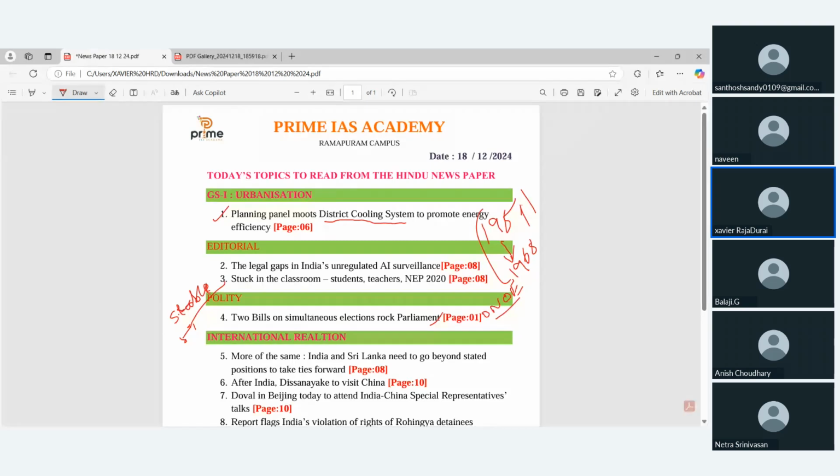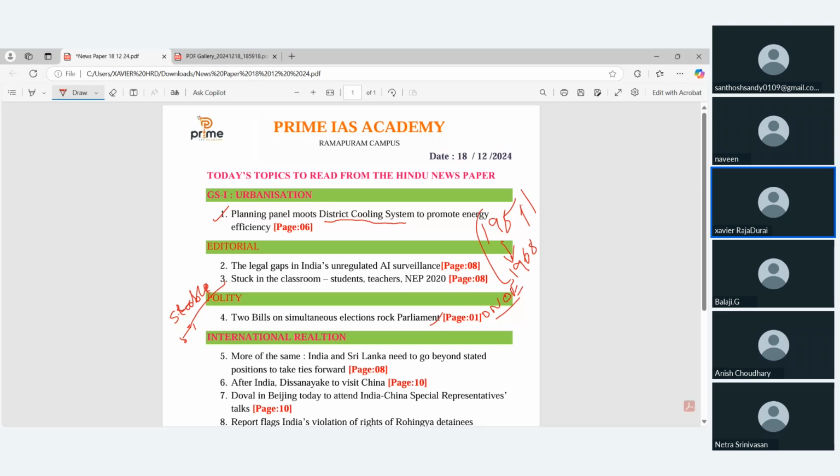Now you can ask, then what happened after 68? In 68, 69, what happened? Some of the states' governments were dissolved or eliminated by implementing presidential rule. By Article 356, using president's rule, they topple the governments. So by dissolving some of the state governments, the sequence was disturbed.